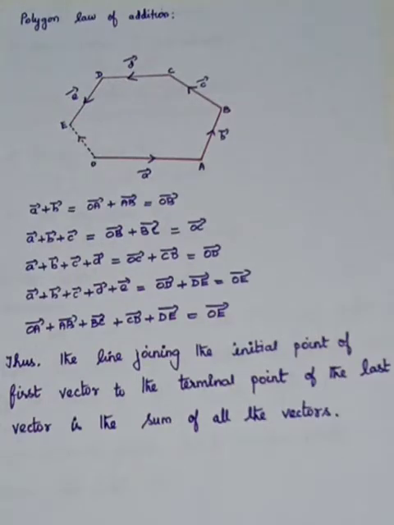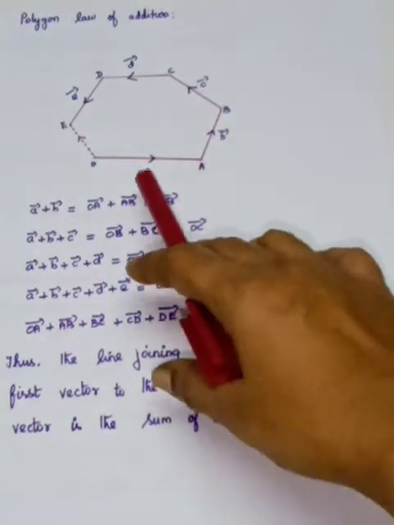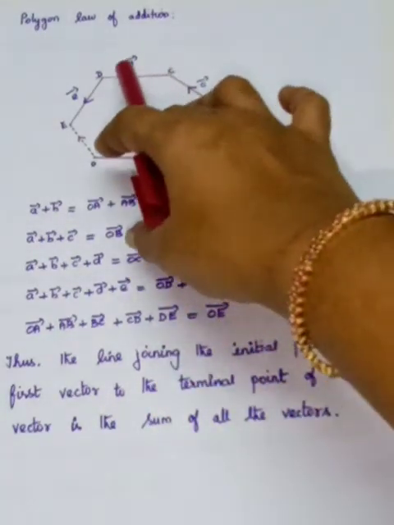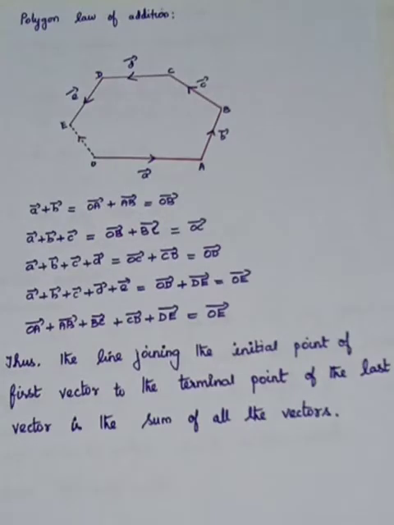Good morning, students. In the previous class we have seen the triangle law of addition of vectors and the parallelogram law of addition of vectors. Now we are going to see the polygon law of addition of vectors. Here I have taken 5 vectors: A vector, B vector, C vector, D vector and E vector. We are going to see the sum of all the vectors using the polygon law of addition of vectors.